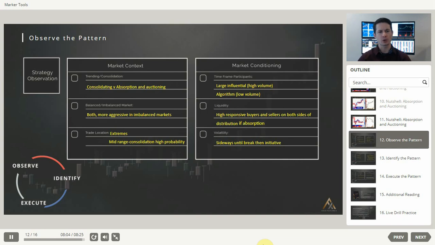Okay, so that's how you would look at observing the pattern. You would go through each one of the market context as well as market conditioning, look at the market, draw the facts from the market, and apply yourself accordingly. Okay, good luck. Let's move on to the next session then of the template.